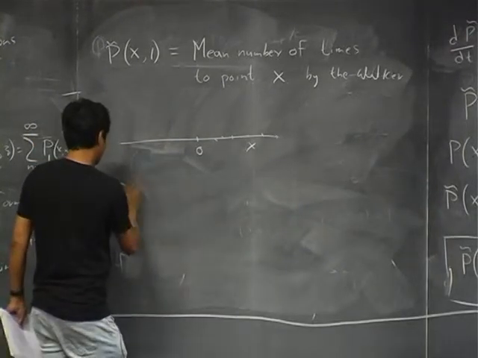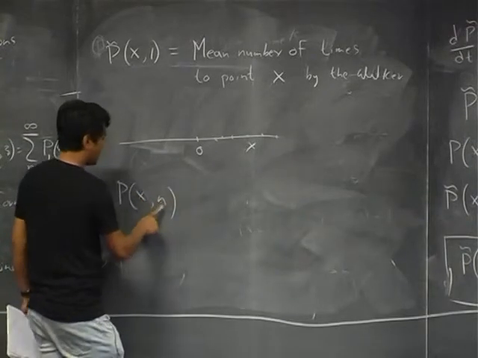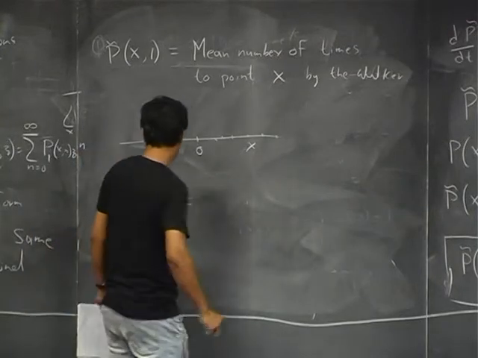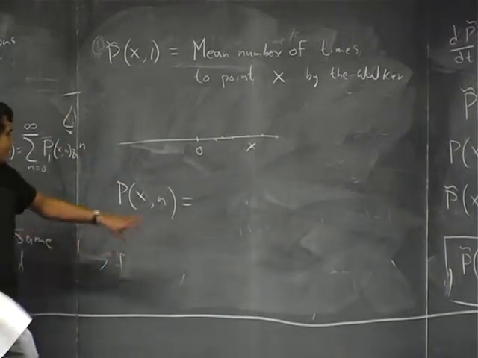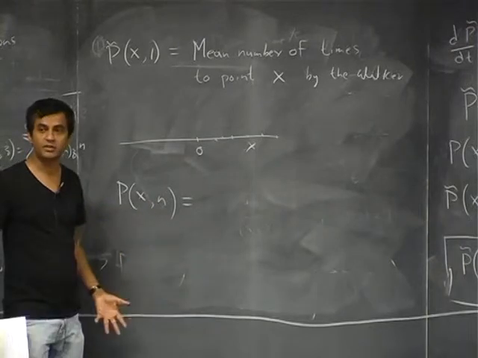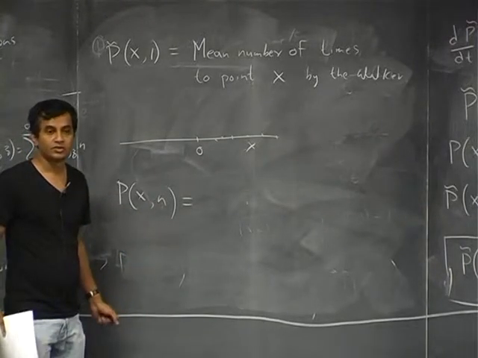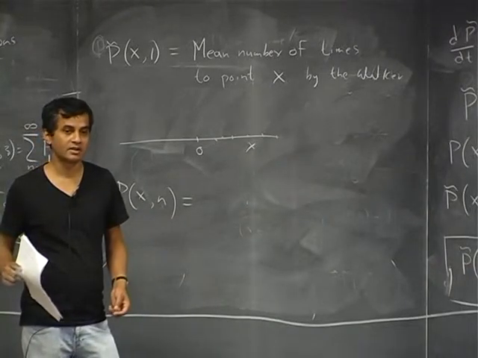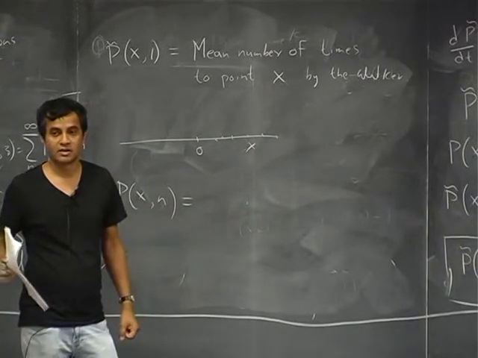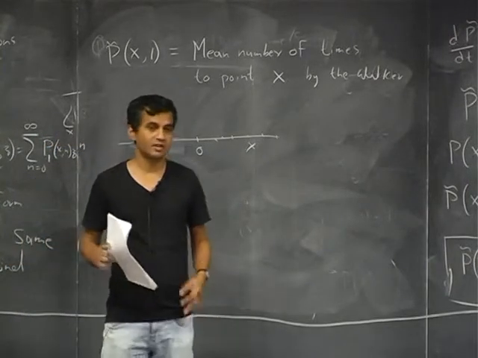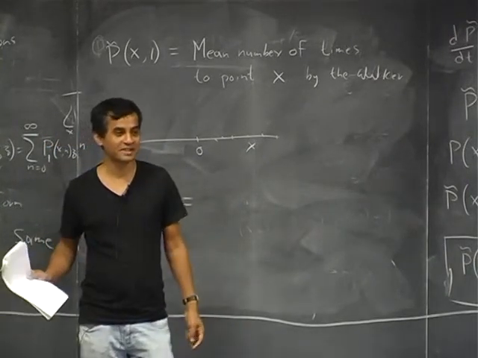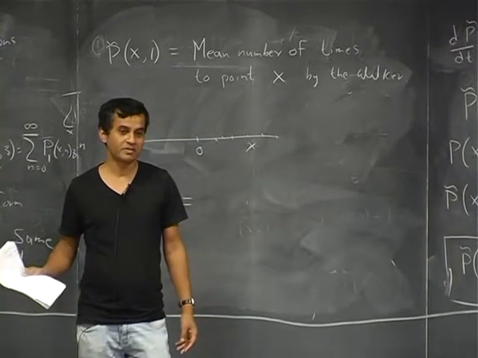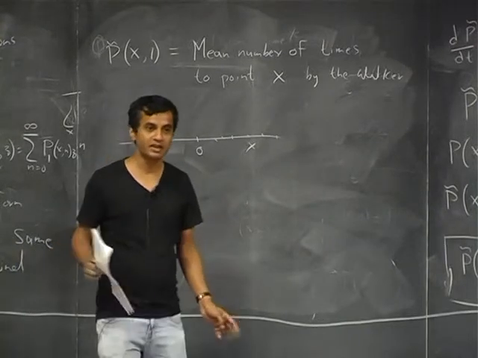Okay, so now what is P of x n? I take an n-step walk, and what is the probability of finding x? If you have an n-step walk, how many possible different walks are there? How many different realizations can there be? If you have a two-step walk, how many different possible realizations can there be? 4, right? And if I have n steps, 2 to the power n. So 2 to the power n different realizations.